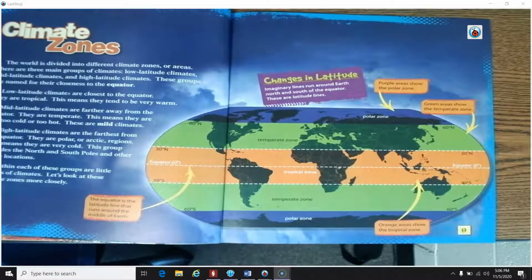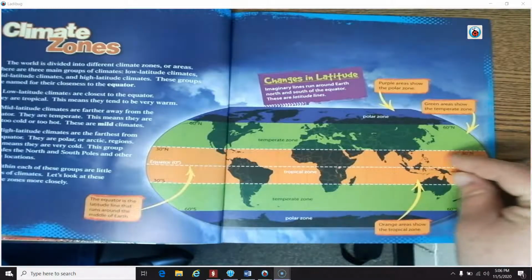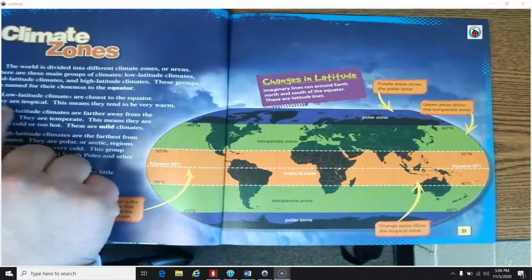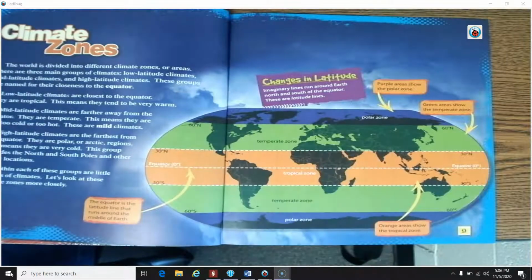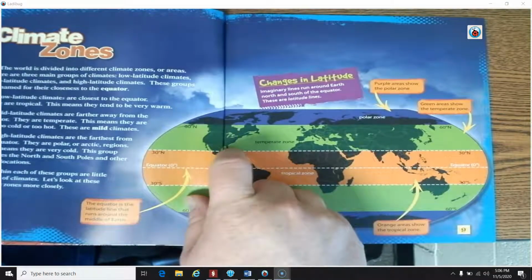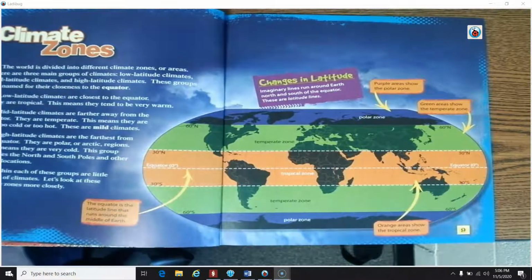Low-latitude climates are closest to the equator. So that would be these in orange right here. Sorry, low-latitude climates, which are the orange ones, are tropical. This means they tend to be very warm. Mid-latitude climates are further away from the equator. So this is the light green here, and you can see the United States is in this mid-latitude climate zone. They are temperate. This means they are not too cold or too hot.